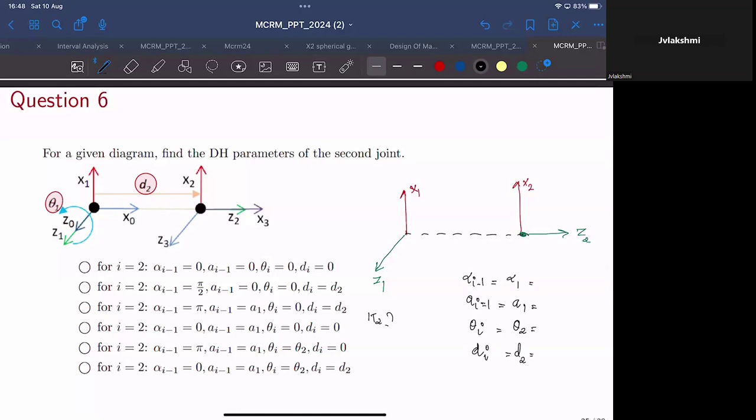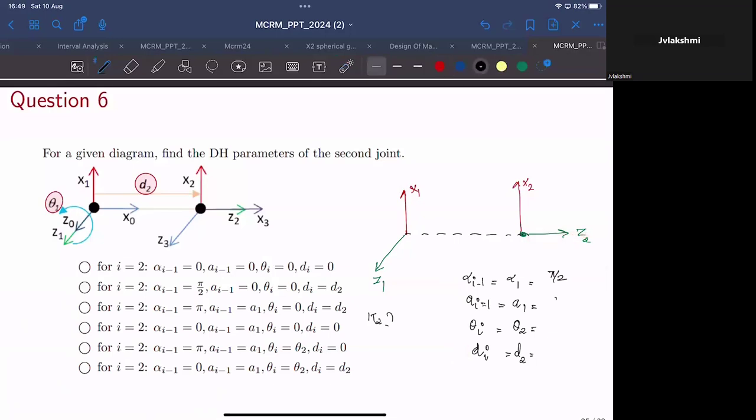What would be the case? Alpha would be the rotation about the x1 axis, right? How much should we rotate about the x1 axis so that z1 and z2 would be aligned or parallel? Right now z1 is out of plane and z2 is horizontal, parallel to the plane. Pi by 2, sir. So that is pi by 2. And a1 is actually the displacement along x1. Along x1, yeah. These two are with respect to the x1 axis. Then 0, sir. Okay, then 0. These two are with respect to the z2 axis.